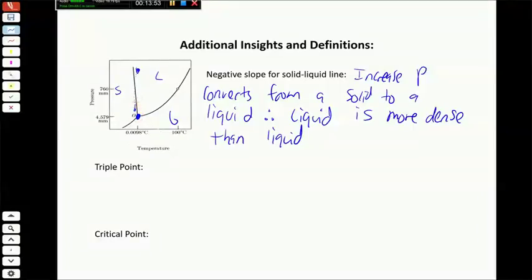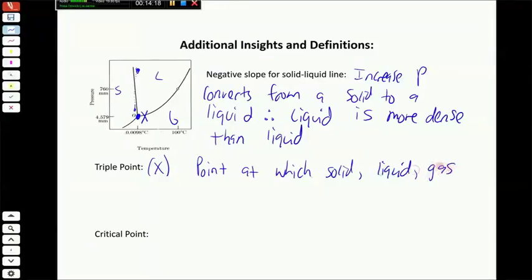I don't know why they marked it with an O. I'll mark it with an X just so you can see it better. So anyway, the triple point, which I've marked with an X, is the point at which the three phases converge, or all three of those lines converge. At that condition of temperature and pressure, the solid, the liquid, and the gas can all coexist. That's the only condition under which all three phases can coexist for that substance. So that's where the intersection of all three of those lines is.